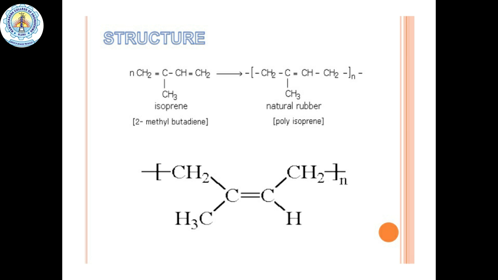And coming to the structure of the natural rubber, we all know the polymerization of isoprene units gives the natural rubber. So this is the isoprene unit polymerization done and then natural rubber can be obtained. This is the structure of the natural rubber.